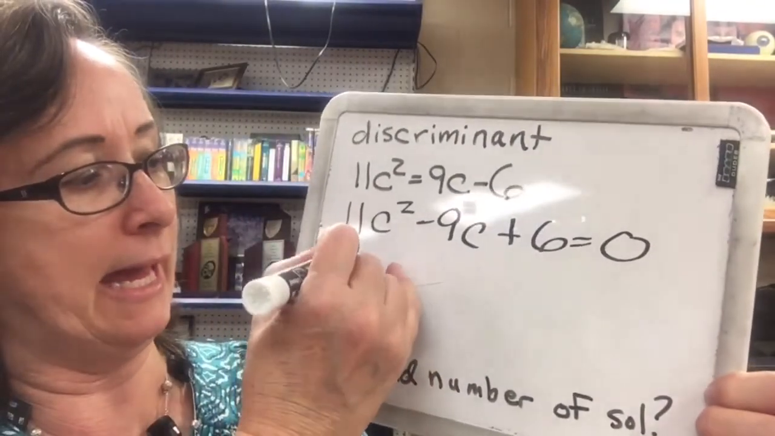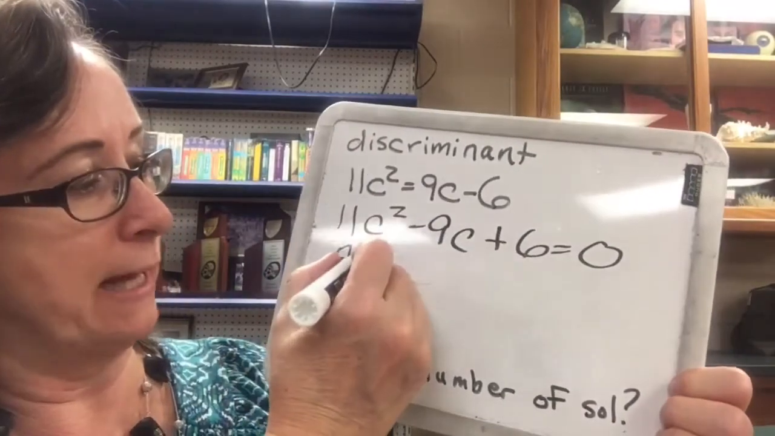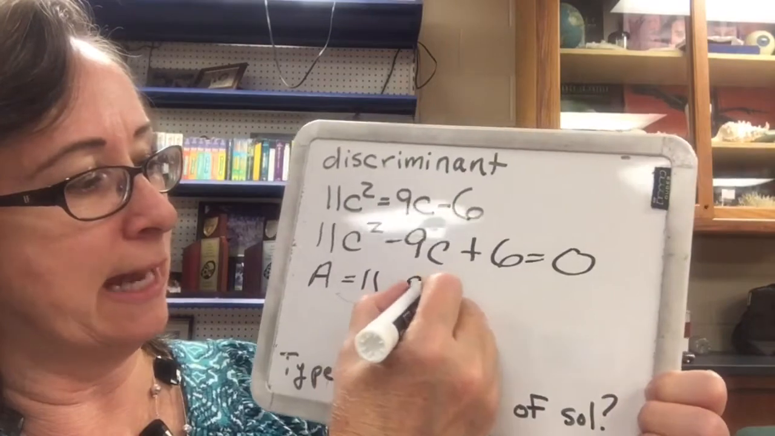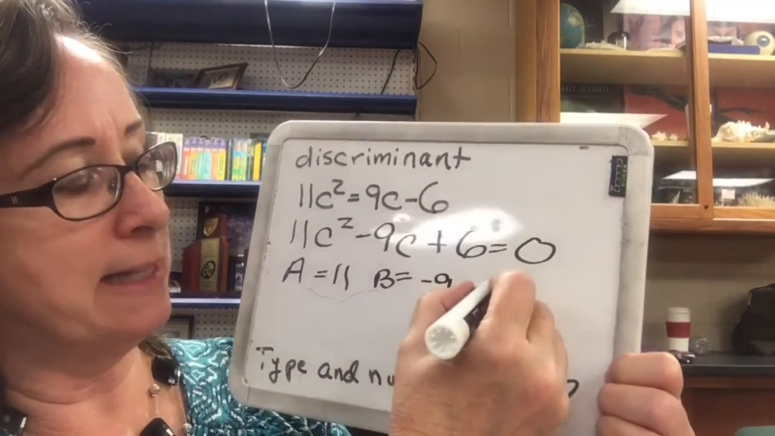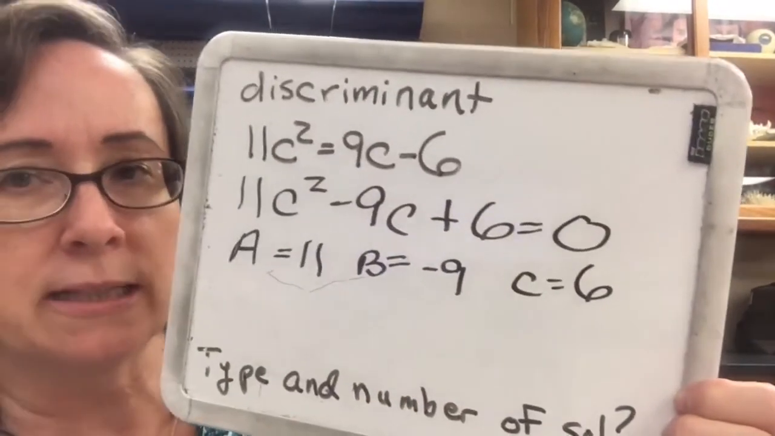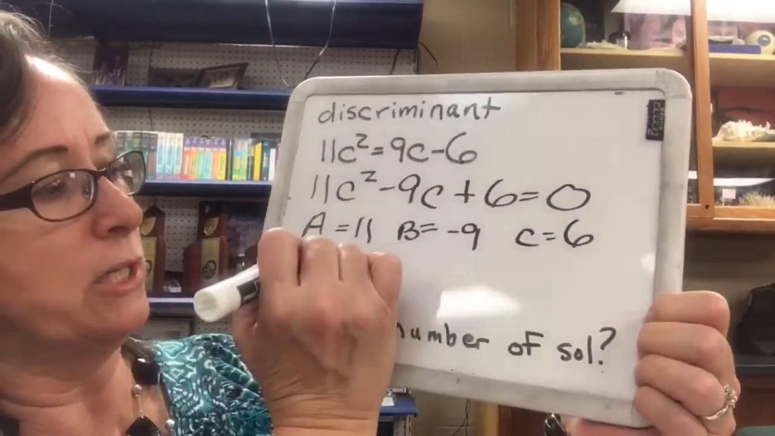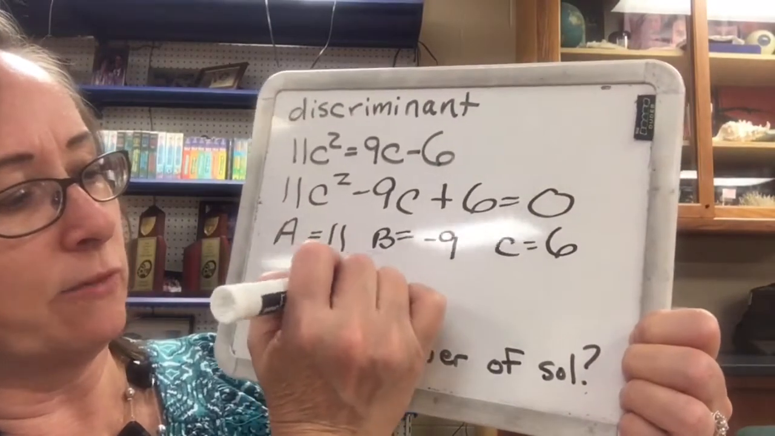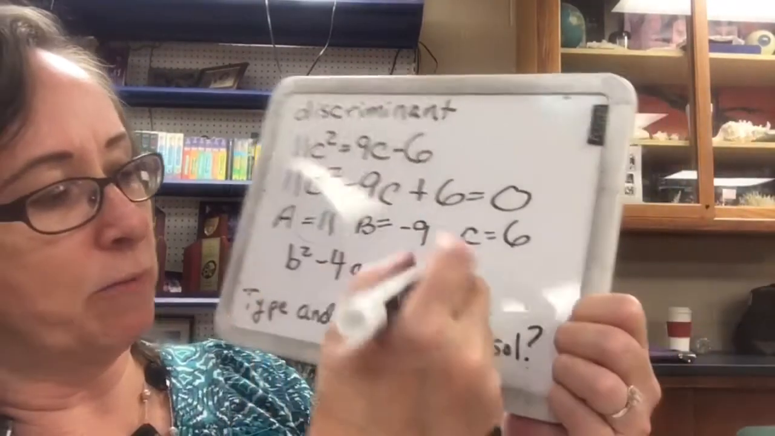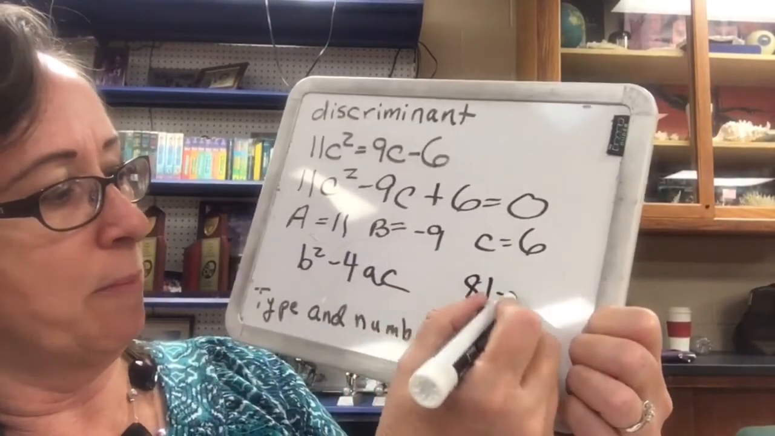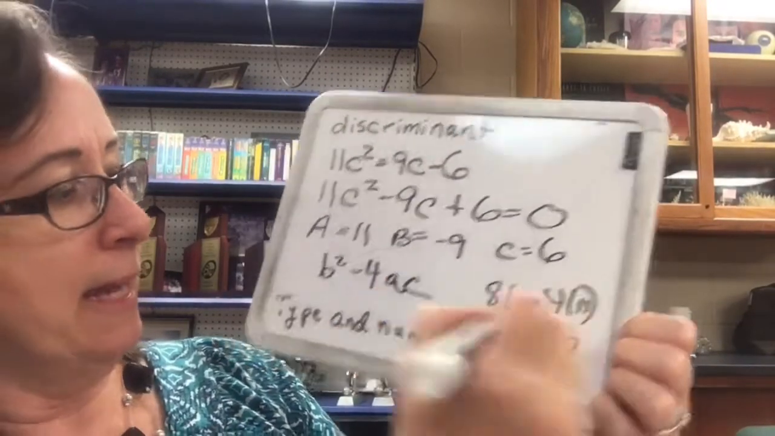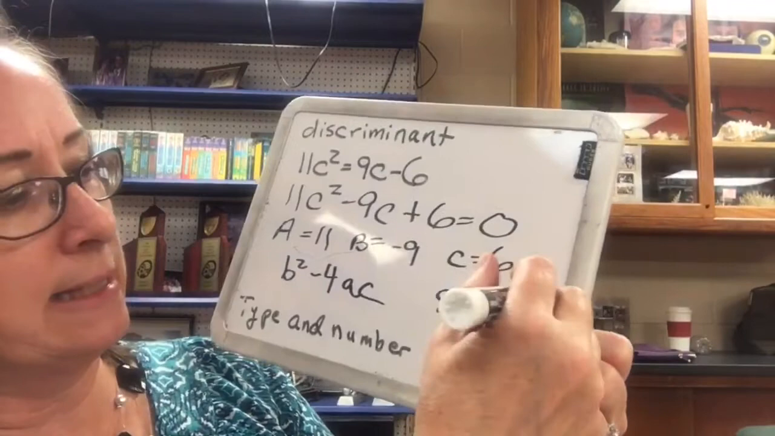So now my a in my ax squared plus bx plus c is equal to 11. My b is equal to negative 9. And my c is equal to 6. Now remember, I'm not trying to solve this. I'm just looking at my discriminant, which is b squared minus 4ac, the part that is under the radical. So b squared would be 81 minus 4 times a, which is 11, and c is 6.